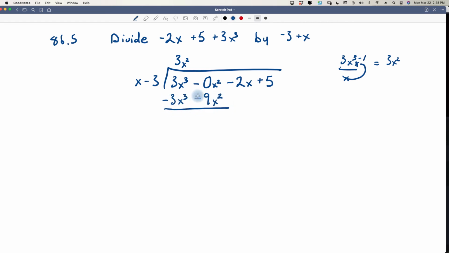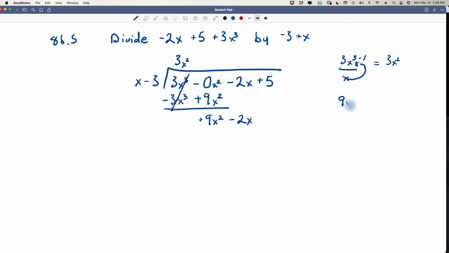Flip the signs to subtract. This cancels out. We combine these two and we have a positive 9x squared minus 2x. This is why we have to put that 0x squared in there, because it's a placeholder. It just gives us room for our x squared position, because we're going to have an x squared position in there. Right, now we say x into 9x squared.